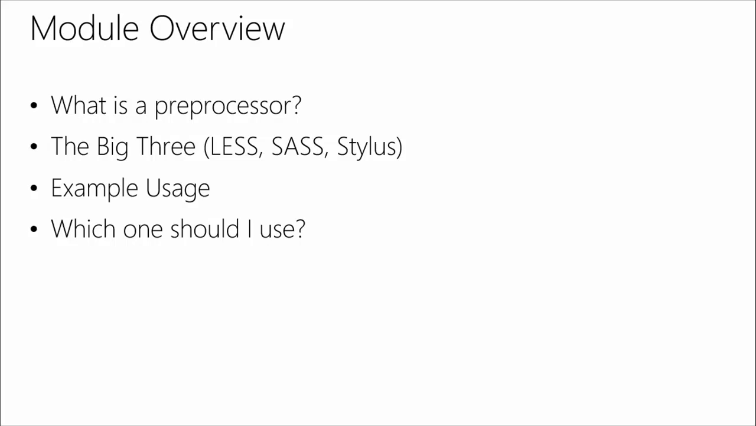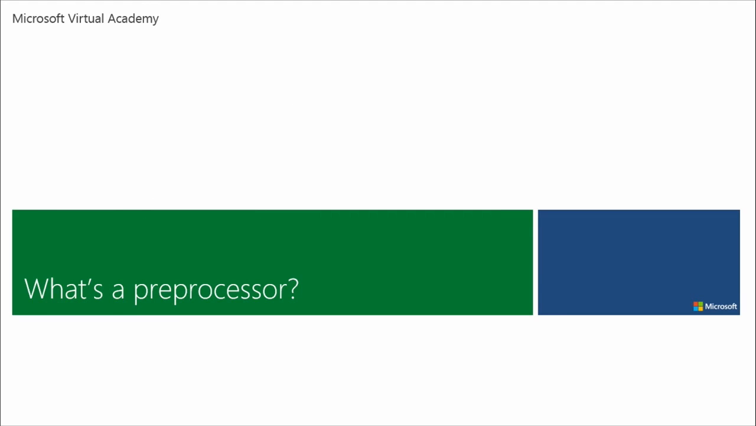So there are three major preprocessors out there. There's Less, there's Sass, and there's Stylus, and we're going to talk about some of their differences. We're going to talk about why they're used, why you need preprocessors, if you need preprocessors, and if you want to use one, which one should you choose? We're also going to go through some simple example usage. Okay. Yeah, so let's start with the big question.